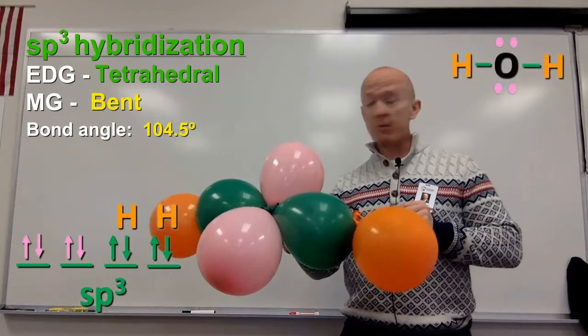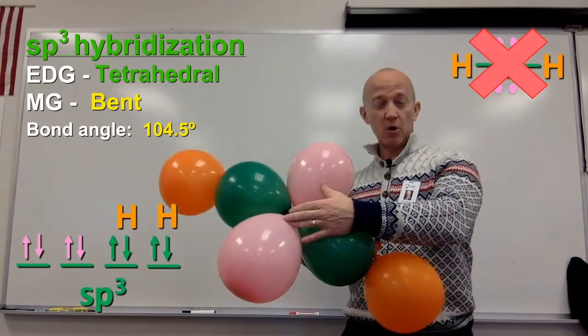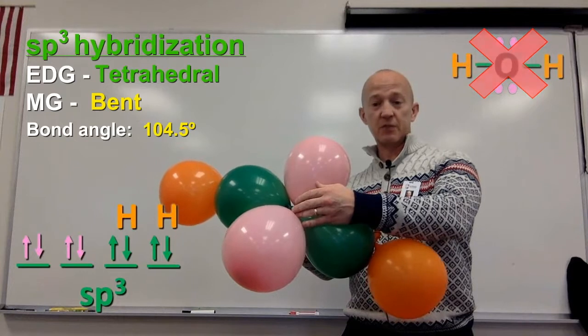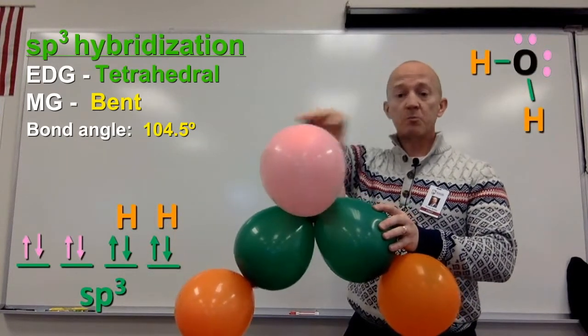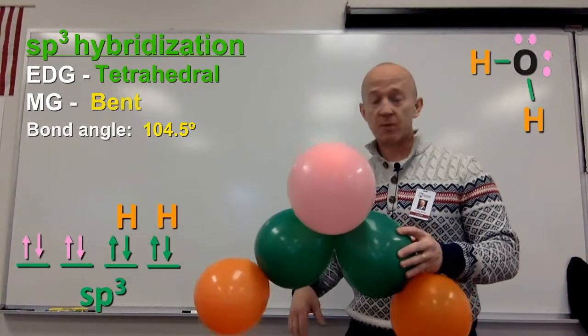If you've ever wondered why water is a bent molecule, if I hold it in this shape, it doesn't stay there for long. It will actually revert back to this bent shape because of these 4 domains of electrons that push each other as far apart as possible.